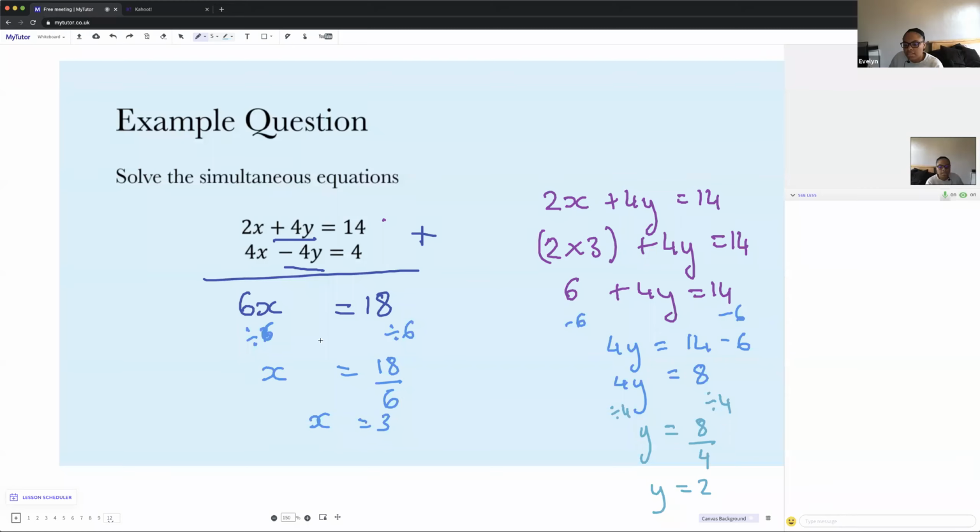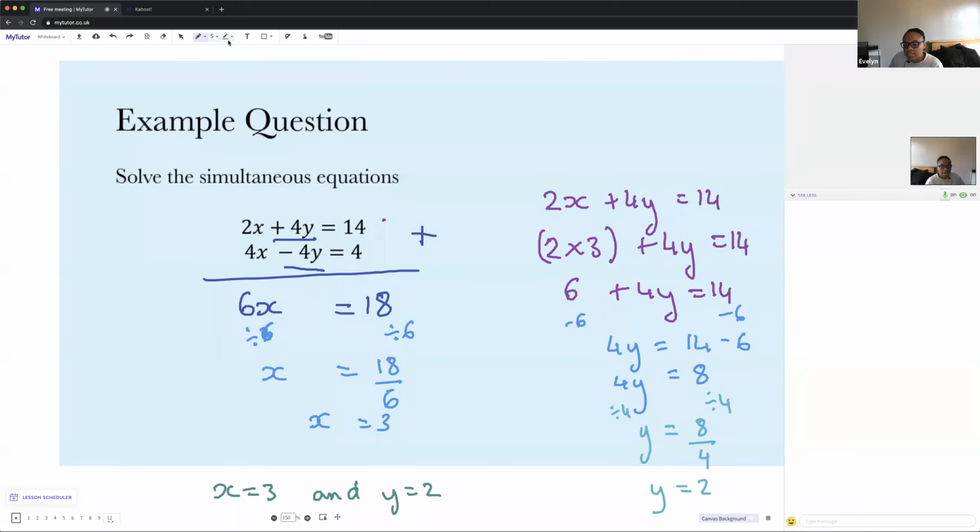So x equals 3 and y equals 2. And in your exam, you will write x equals 3 and y equals 2 as your final answer. Sometimes they even have a line which says x equals ... and then y equals ... You just put in the numbers. So always remember to get both values for x and for y.